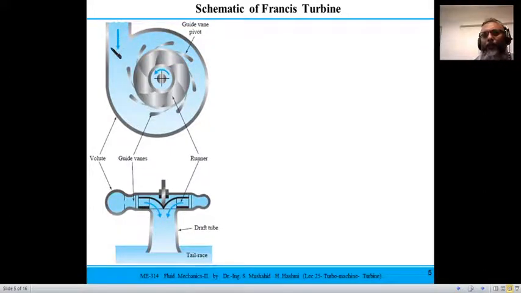This is the volute section, through which the fluid is coming from the penstock, and then it goes into this guide vane, and the guide vanes guide the fluid to go into the runner, where it imparts energy to the shaft, and the shaft starts rotating, and the mechanical power is generated, and then mechanical power is converted into electrical power through the generator.